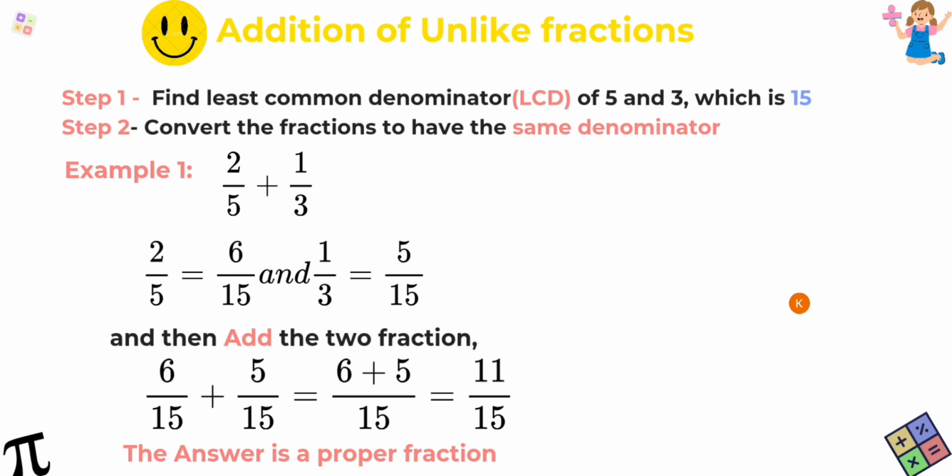We convert the fractions to have the same denominator. How do we do that? We divide the common denominator by the denominator of each fraction and multiply by each numerator respectively. 2/5 is equal to 6/15, and 1/3 is equal to 5/15. And then we add the two fractions. 6/15 plus 5/15. It has gotten the what? The same denominator. So we add up the numerators and take the common denominator. As you can see, the result is a proper fraction.